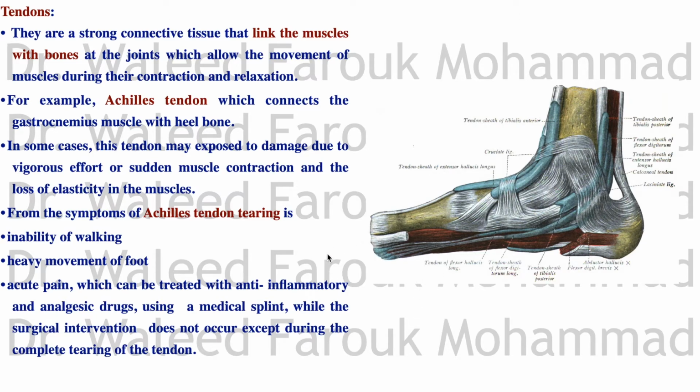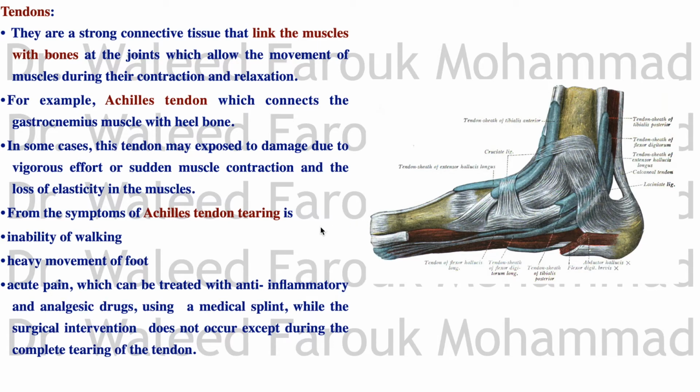So to summarize the tendons, they are the ends of muscles. They are made of fibrous tissue. They connect the muscle to the bone for the muscle to be able to move the bone. The famous tendon is the Achilles tendon, attached to the heel bone. And sometimes this tendon, like any other tendons, gets torn or partially torn, like in football.